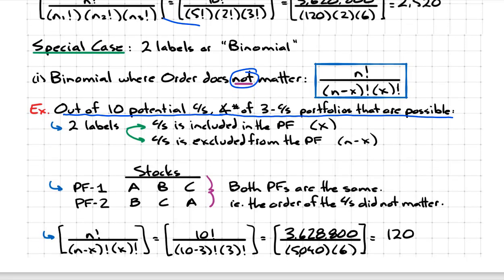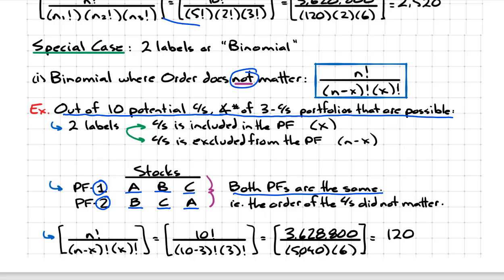And let me just jump ahead for a second to show you why the order does not matter. Suppose that the first portfolio has stocks A, B, and C, and the second portfolio has B, C, and A. But does the order really matter? Because both portfolios have the same 3 stocks.